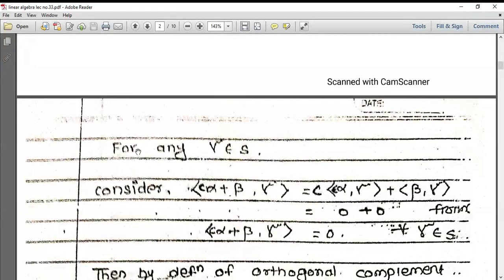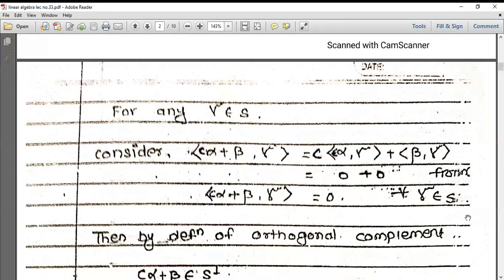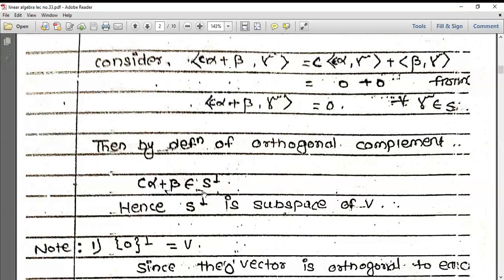Now for any gamma belonging to S, consider the vector C alpha plus beta, and taking the inner product with gamma, we have C times the inner product of alpha and gamma plus the inner product of beta and gamma. But alpha and beta belong to S perp, hence the inner product of alpha and gamma is 0 and of beta and gamma is also 0, from equations 1 and 2. Hence the inner product of C alpha plus beta and gamma is equal to 0 for all gamma belonging to S. Hence, by the definition of orthogonal complement, C alpha plus beta belongs to S perp.